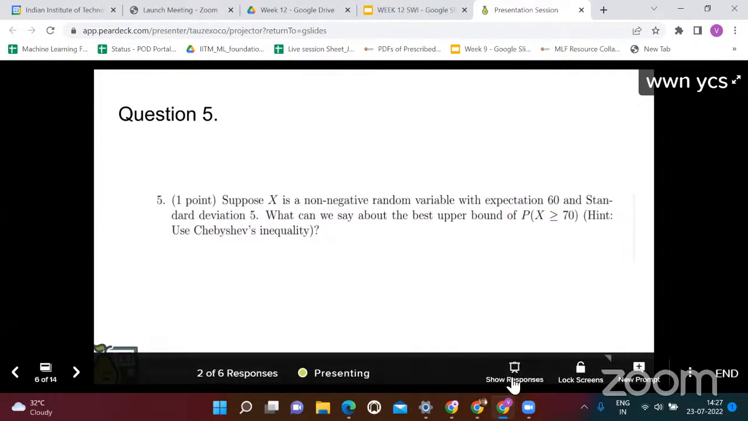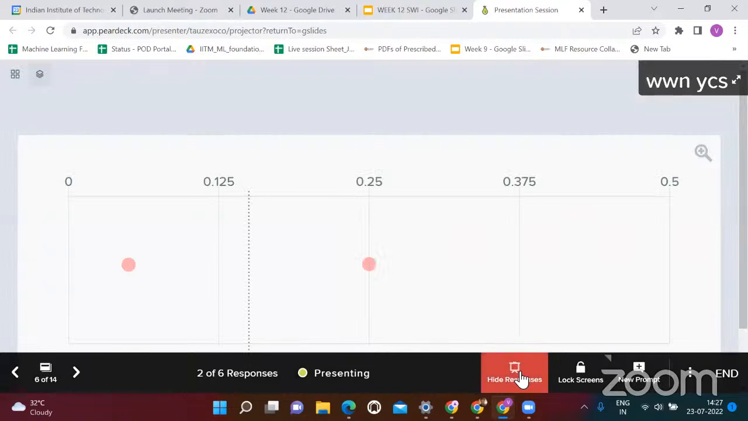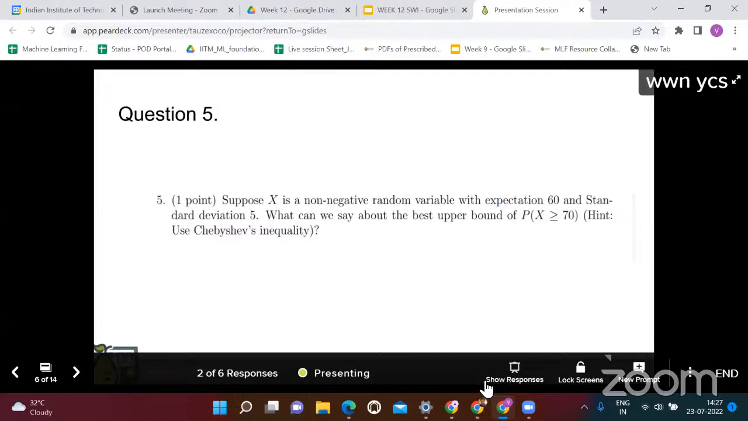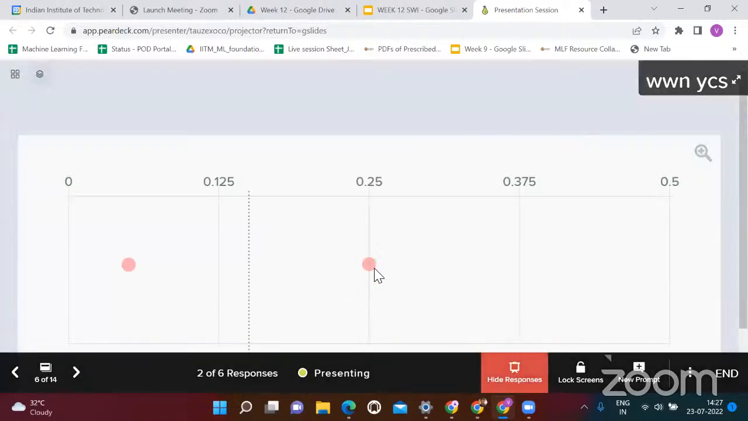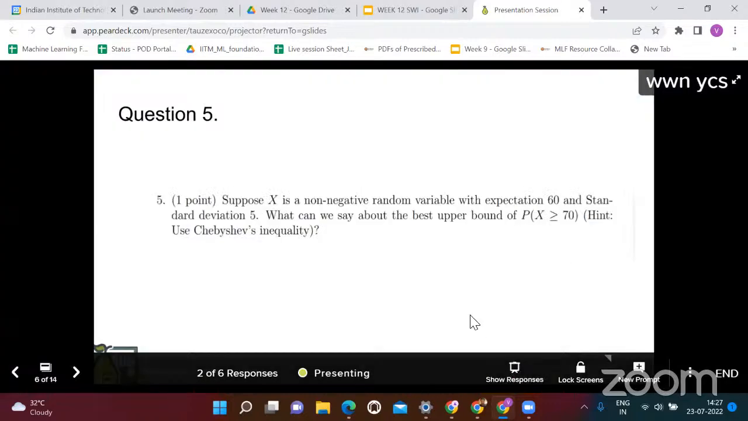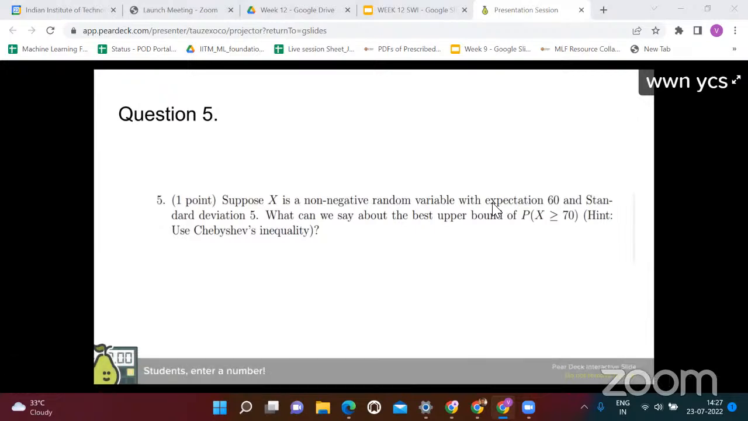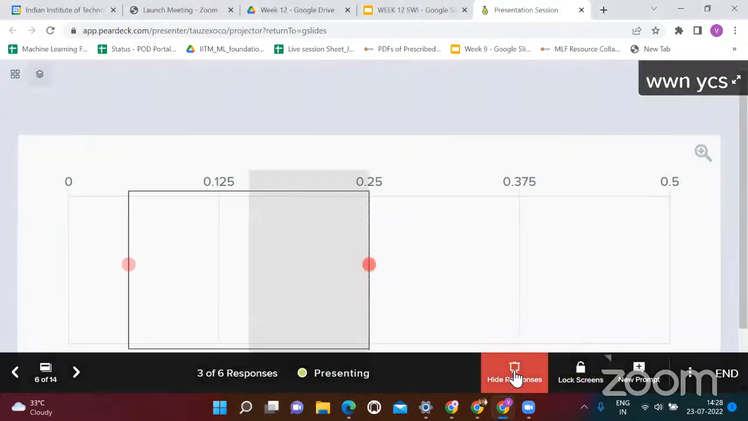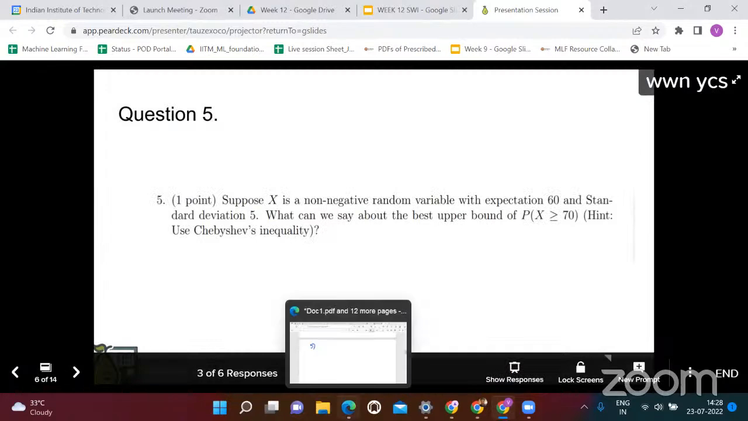Did you solve this? Okay, so one person answered 0.25. I guess the answer would be 0.25. Yes, the one person who gave 0.25 is correct. Do you want more time to solve, or should I solve this? Okay, I'll solve this.